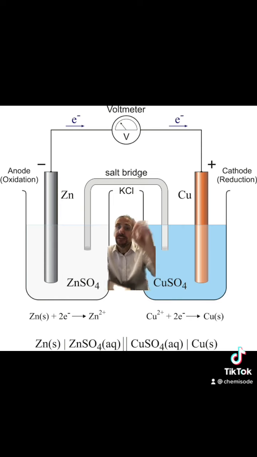The other feature that this salt bridge does is it makes sure and ensures that our reactants are kept separate. What that does is it makes sure that we actually have a flow of electrons through an external wire, and we don't have the direct transfer of electrons, which would produce heat instead of electricity.